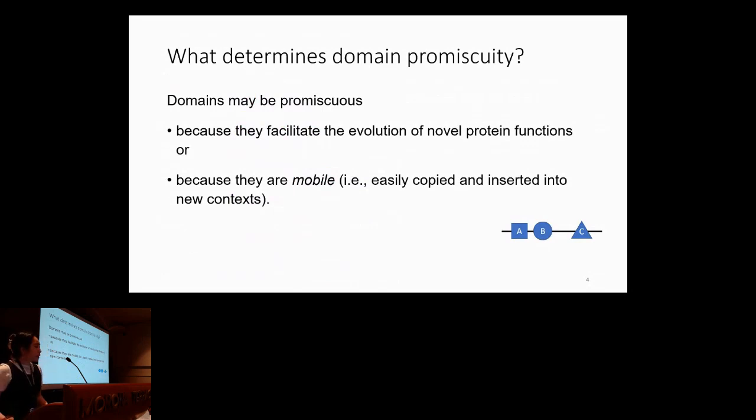Domains may be promiscuous because they facilitate the evolution of novel protein functions. For example, the ligand binding domains can modulate the function of many different catalytic domains. Or domains may be promiscuous because they are mobile. Mobile domains can be easily inserted and copied into new contexts and fold independently in many contexts. So here I focus on the association between domain promiscuity and mobility.